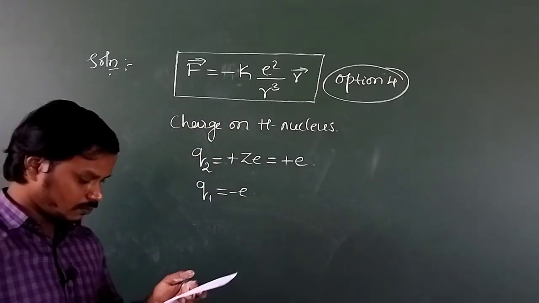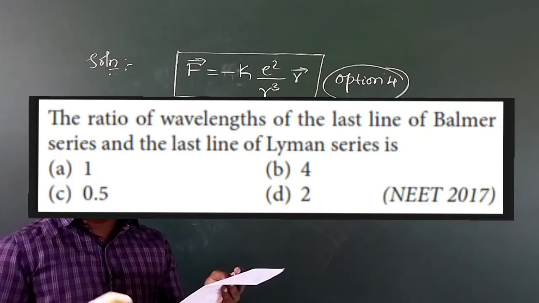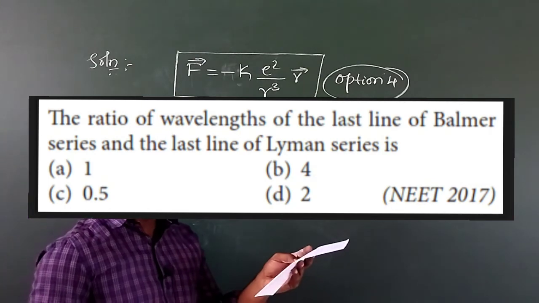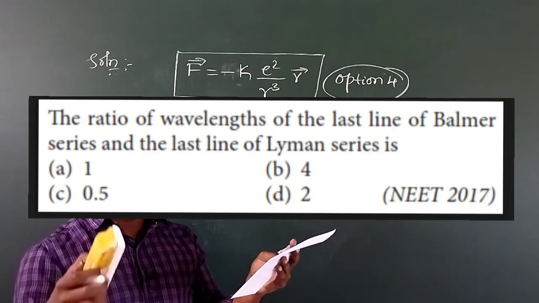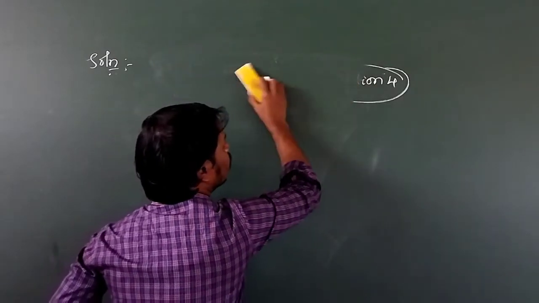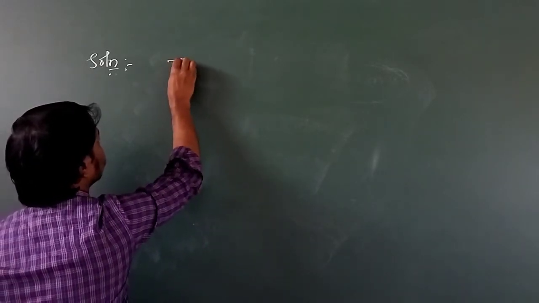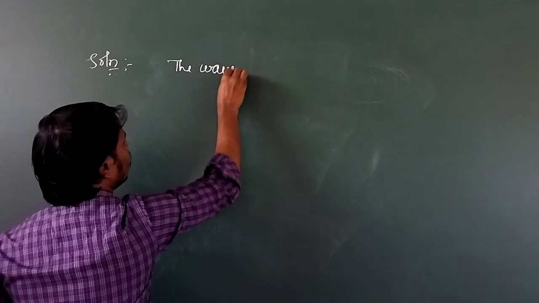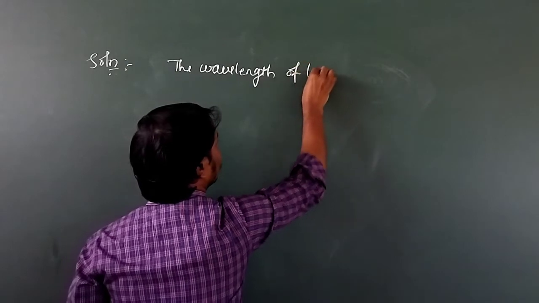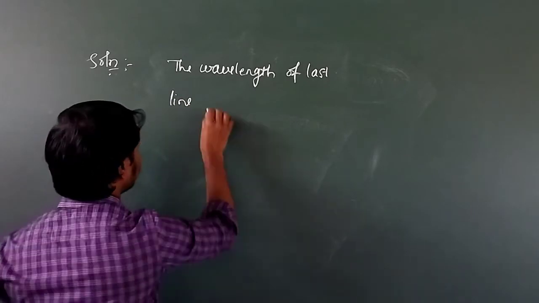Next one. The ratio of the wavelength of the last line of the Balmer series and the last line of the Lyman series is... What do we have to find here? We have to find the ratio of the last line of the Balmer series and the last line of the Lyman series. Last line means the transition from infinity to the ground orbit. See here, the wavelength of the last line of which series? Last line of the Balmer series.